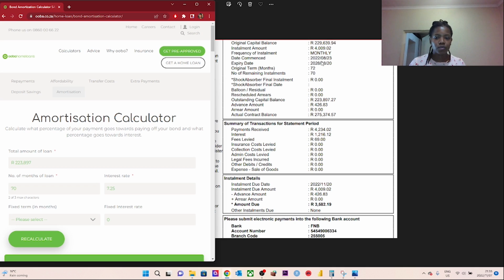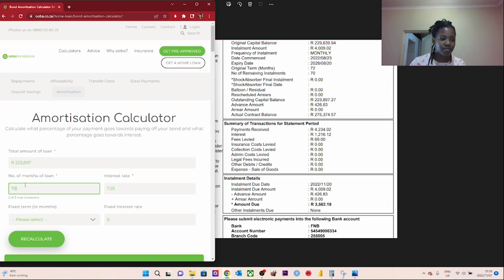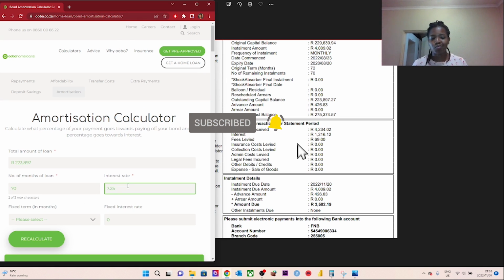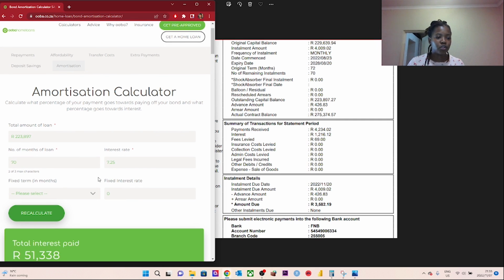Right, so what I'm going to do is I'm going to take the amount off, which is the outstanding capital balance. So that is 223,897. That's what you're seeing there, 223,897. We're going to ignore decimals. Total or number of months of the loan. So I have 70 months, number of remaining installments. You'll excuse me there. So that's why I've got my 70 over there. So my interest rate is prime minus 2.5, and the current interest rate is 9.75. So prime minus 2.5 is your 7.25. That's what I have there. And then I'm going to recalculate.